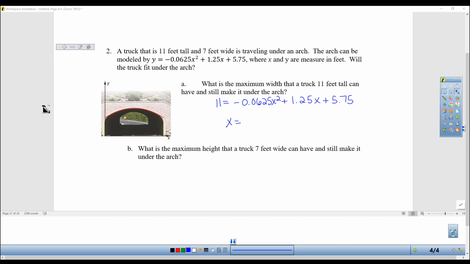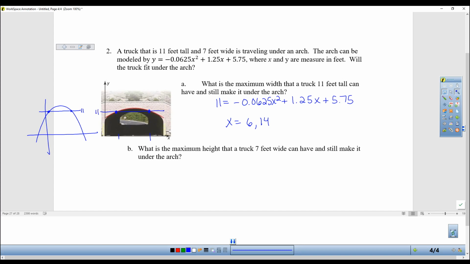And then we had the graph, where we actually made our calculator graph it, and then we also graphed the 11, and we figured out what the 2 answers were. And they were 6 and 14. So when x is 6 and when x is 14, that's where you got a height of 11.